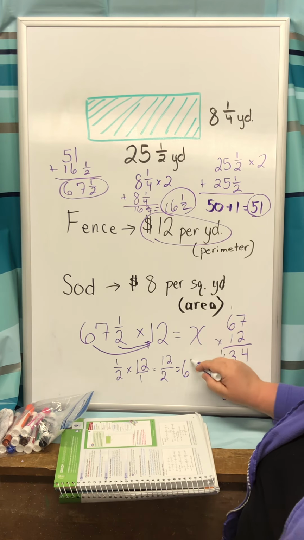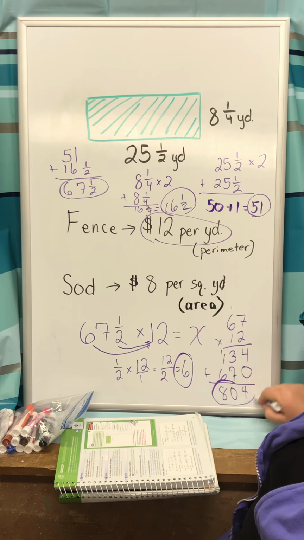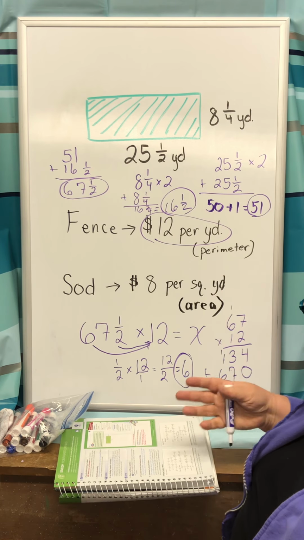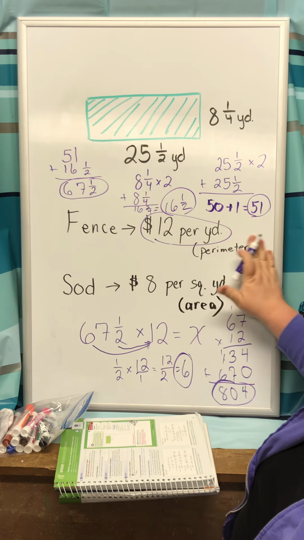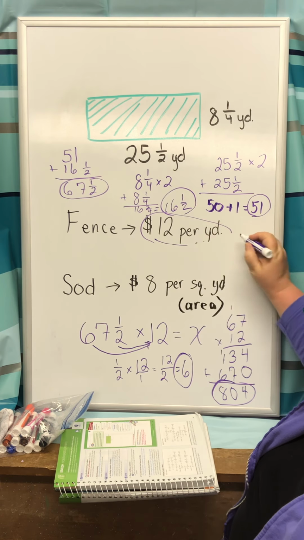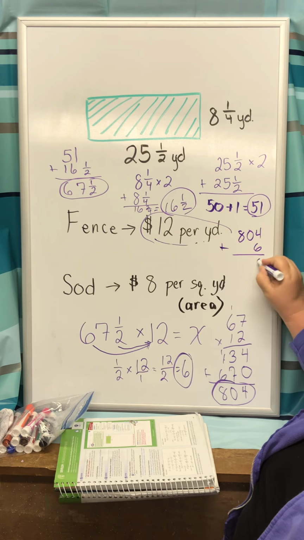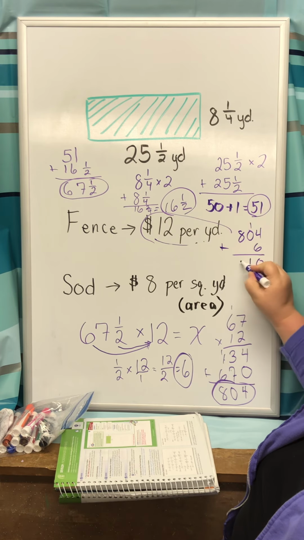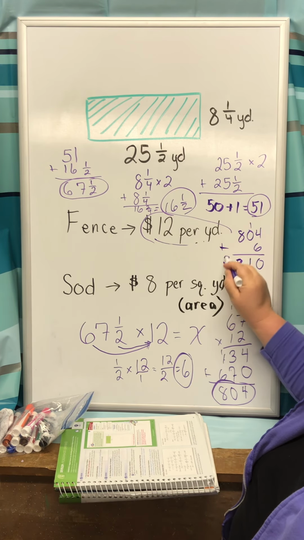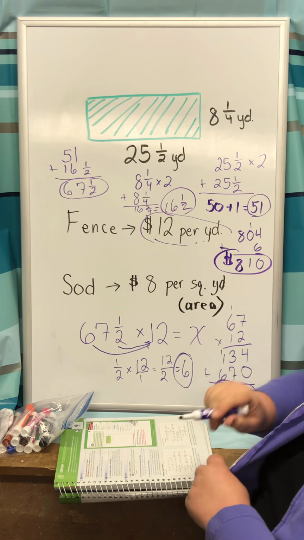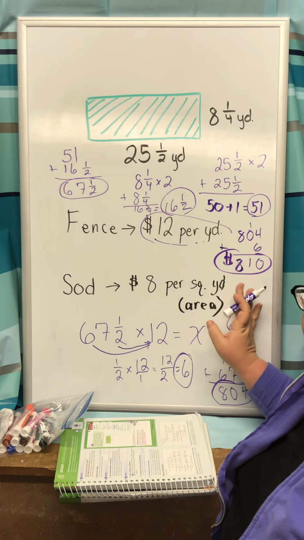So then I'm just taking my two numbers, 6 and 804, and I'm adding them together. I know 4 plus 6 is 10, so get rid of all of this. So if I have 804 plus 6, and I know that's 10, I end up with $810. That's just for the fencing.